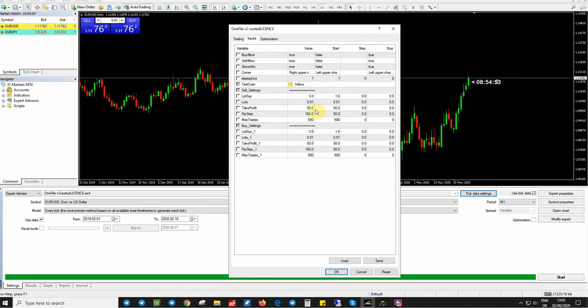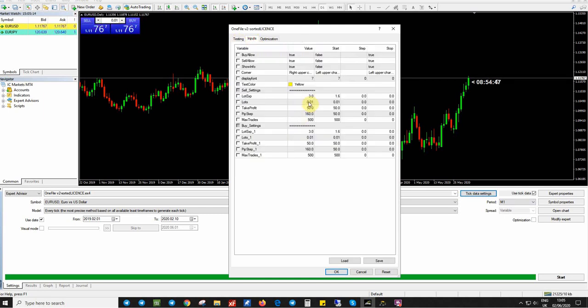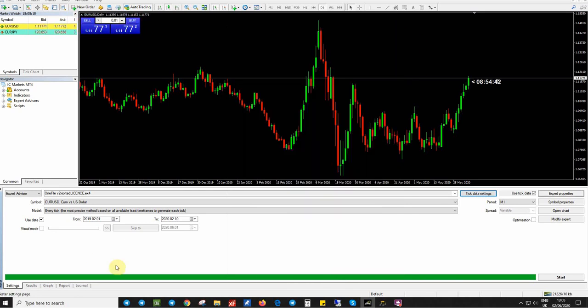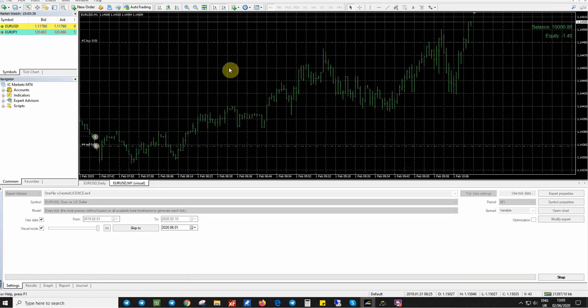The expert properties I've set up here. We're using a $10,000 account, and we're on the lowest risk, 0.01. Which is great. So I'm going to start the test for you on visual mode, so you can actually see the EA working. So let's start the test now.